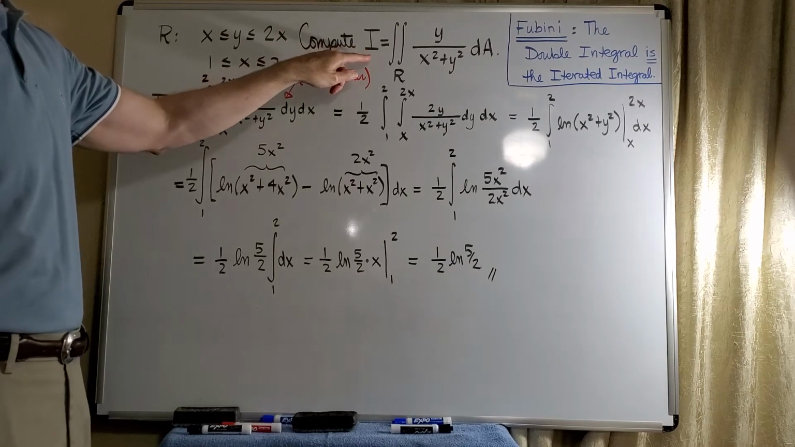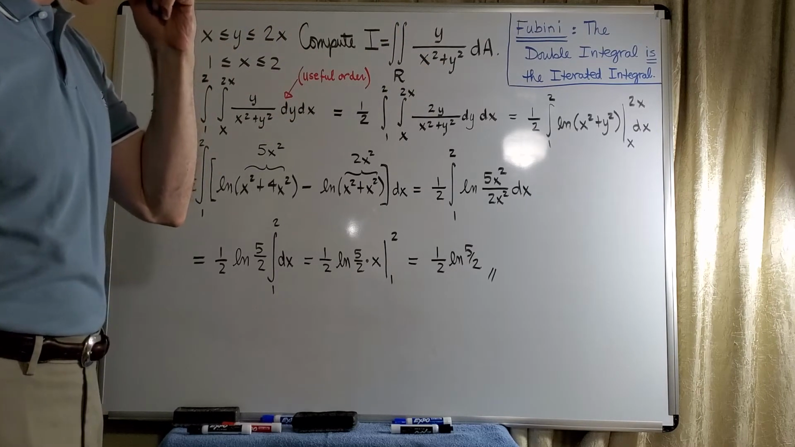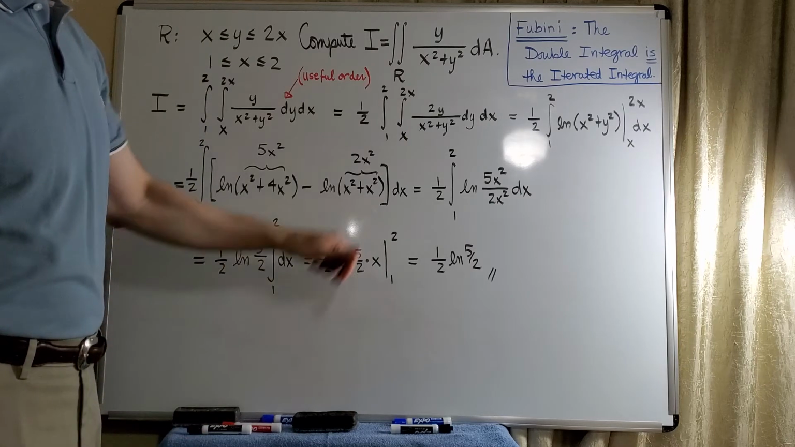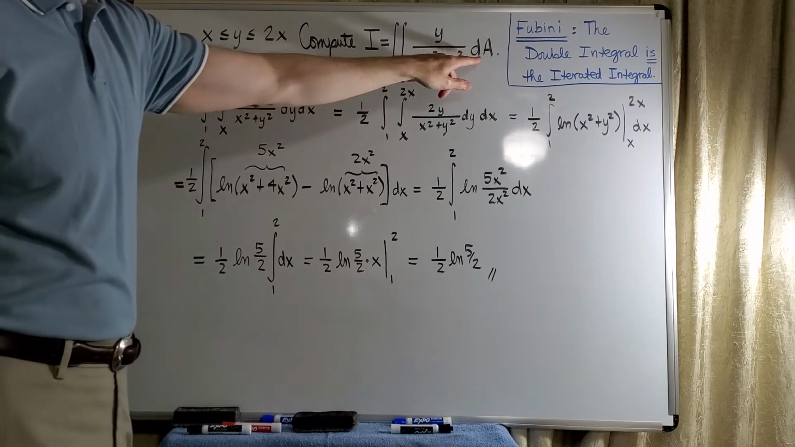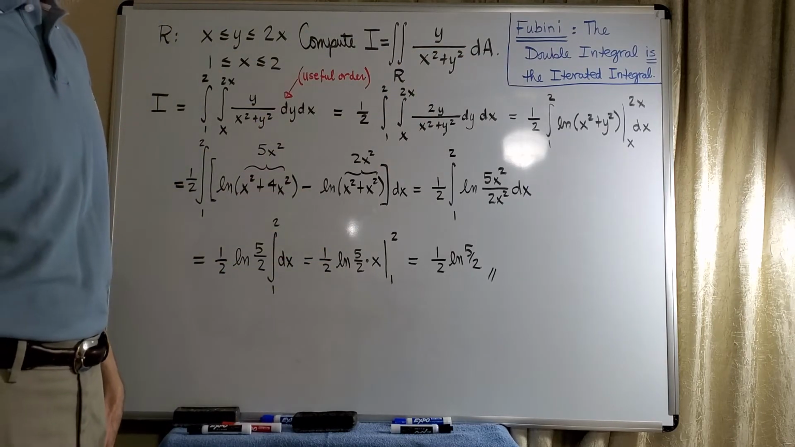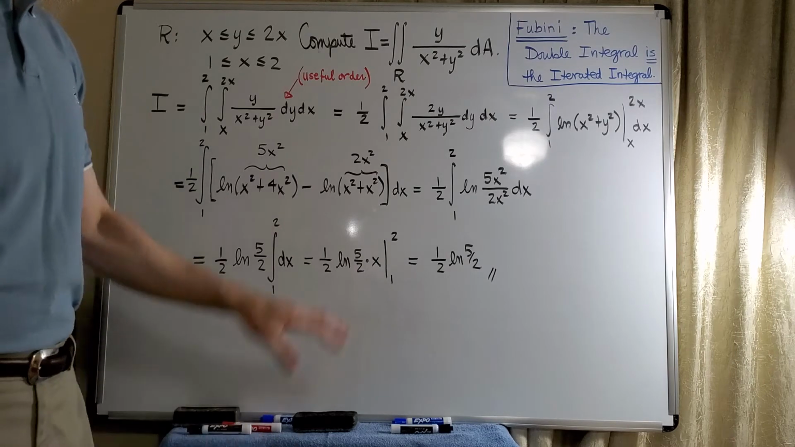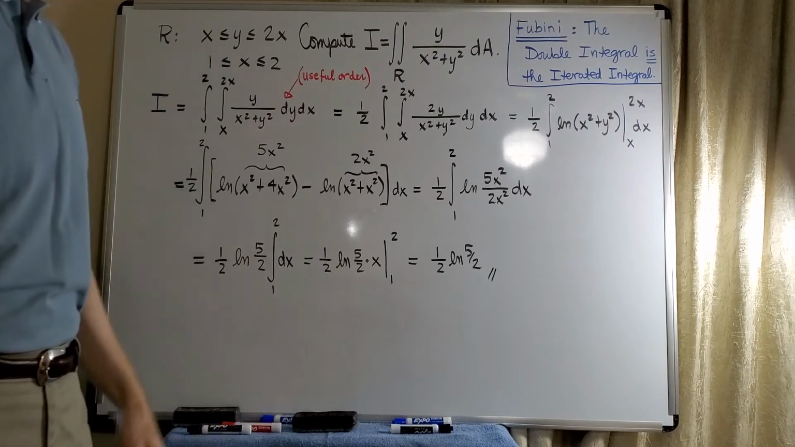We have the integral I, we have the function y divided by x squared plus y squared, integrated over the region R. And then dA simply replaces the differential dx dy as an area element. So this is a very general expression of a double integral.